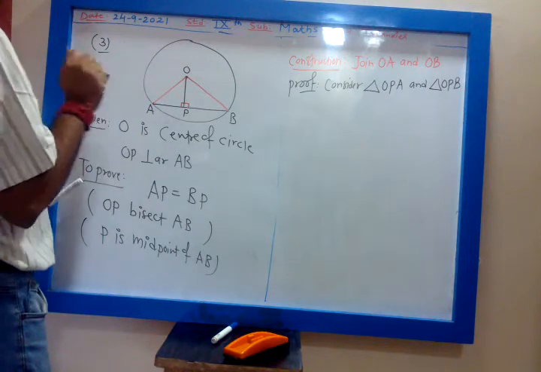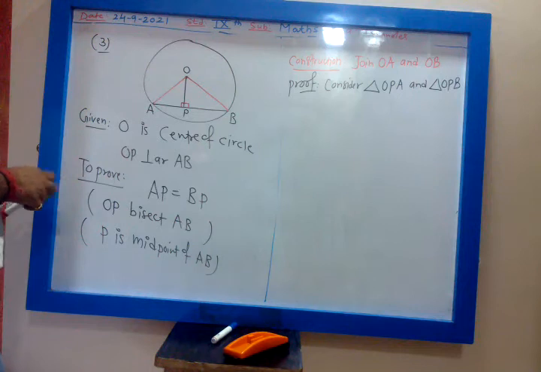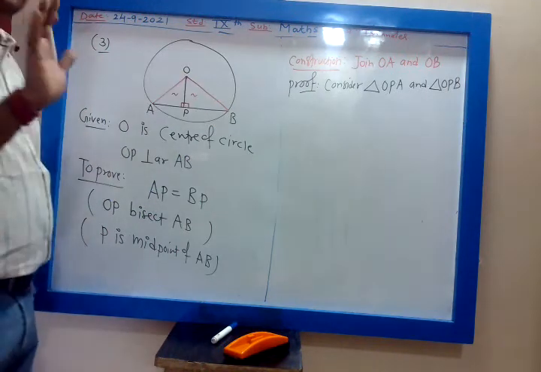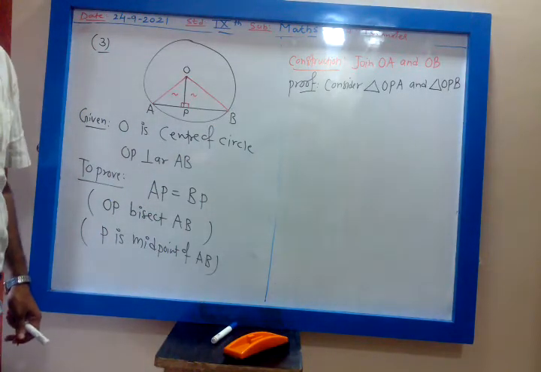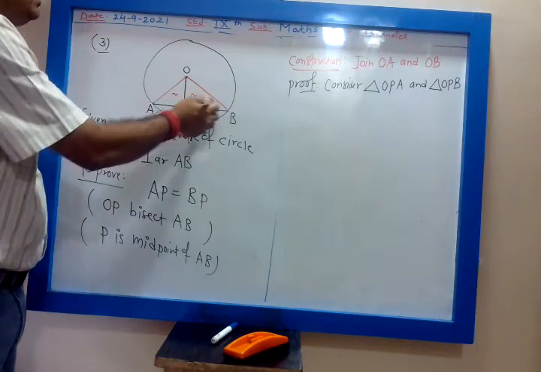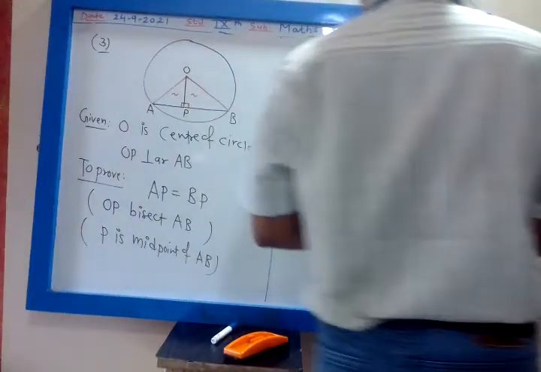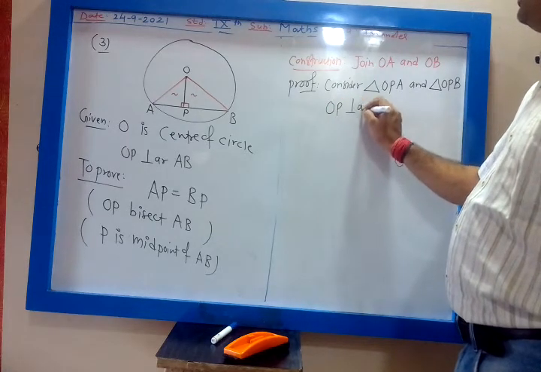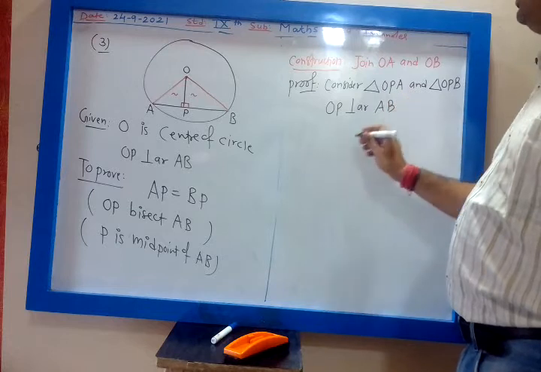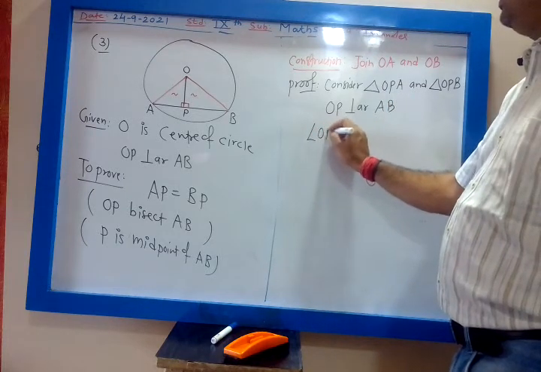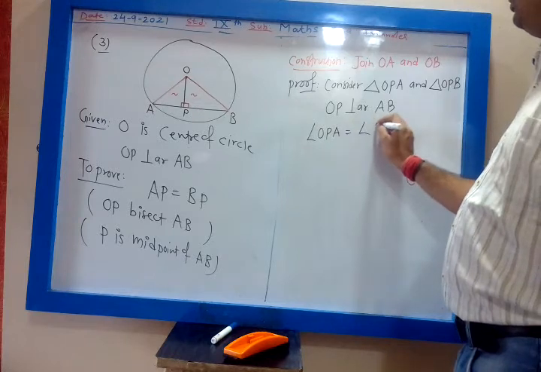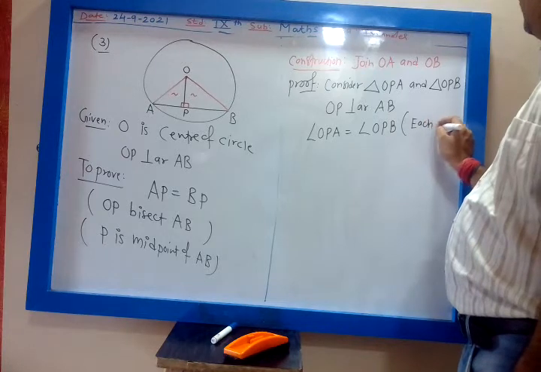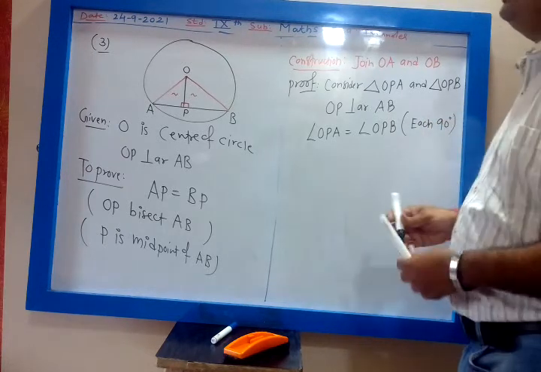Okay. Now which condition you will apply? It is this triangle and this triangle. They are not normal triangles. They are right angle triangles, no my dear, because OP is perpendicular to AB, no? Yes, RHS. OP is perpendicular to AB. So angle OPA is equal to angle OPB, each 90 degrees. So this is a right angle triangle.